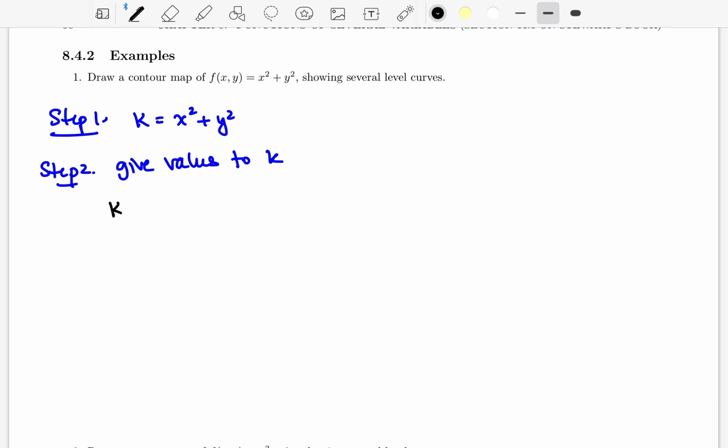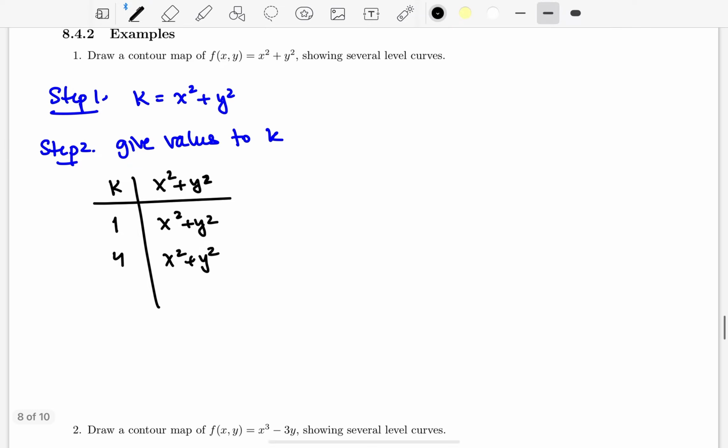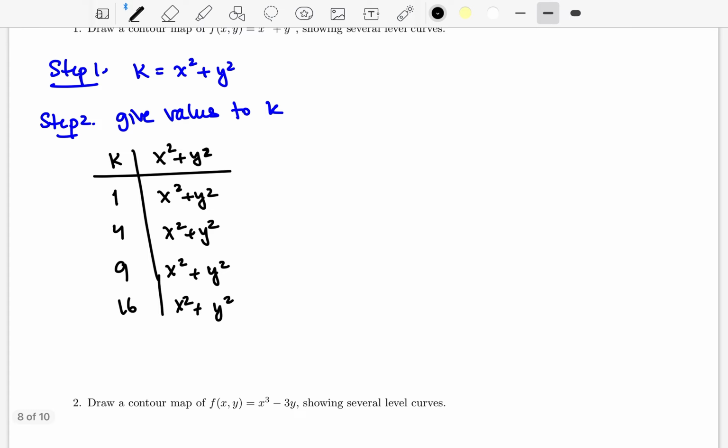So k and then my x squared plus y squared, okay? I don't need to do this, but long story short, just so that you see what I mean. If I make this 1, it'll be x squared plus y squared equal to 1, or x squared plus y squared equal to 4, or x squared plus y squared equal to 9, or x squared plus y squared equal to 16, right? So say I asked you to draw 5 level curves. Then when k is equal to 25, I have x squared plus y squared equal to 25.